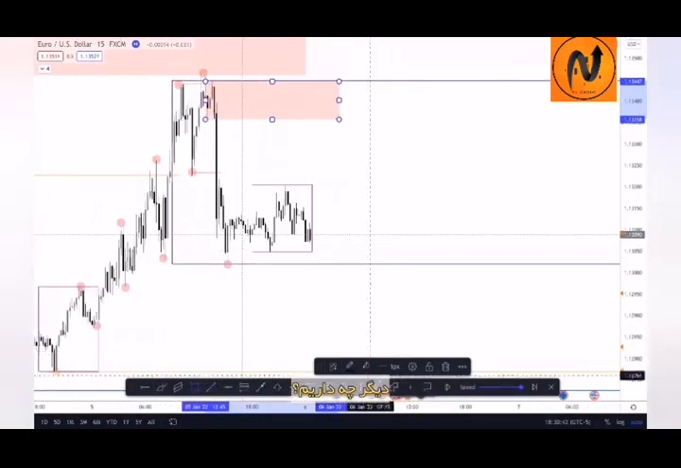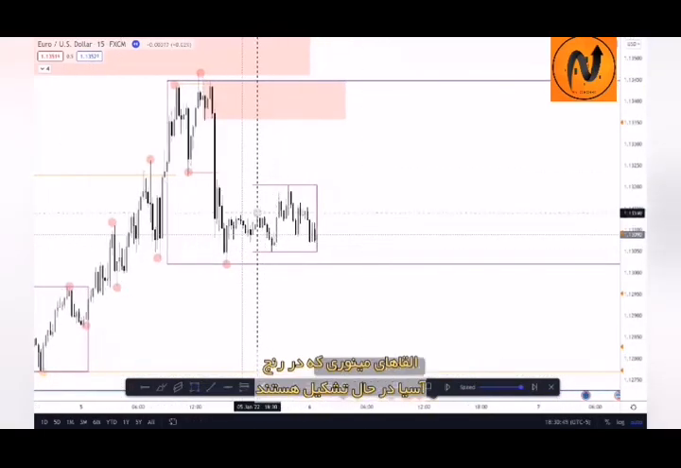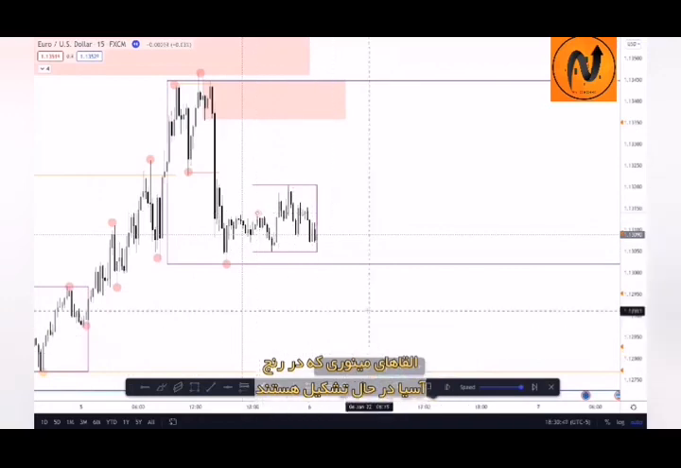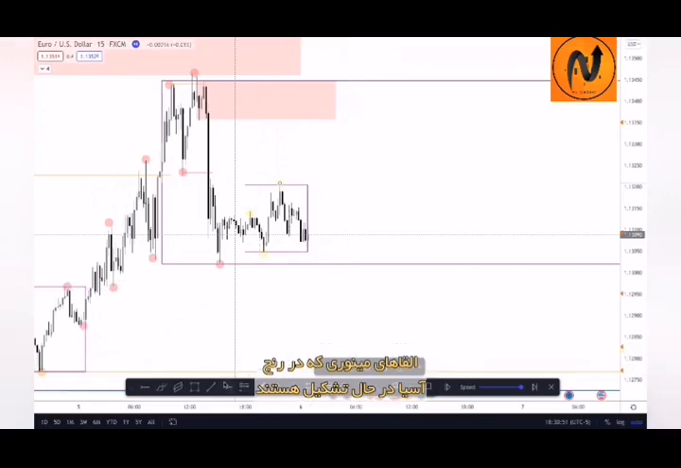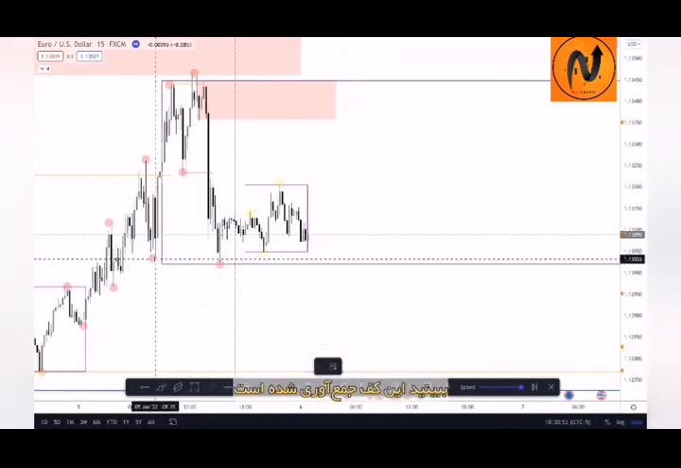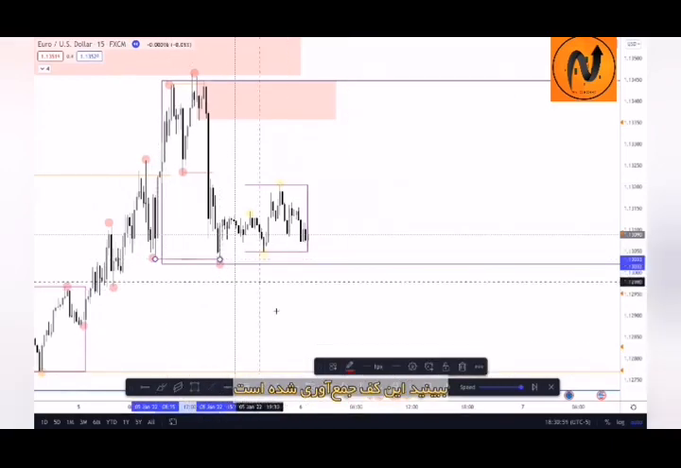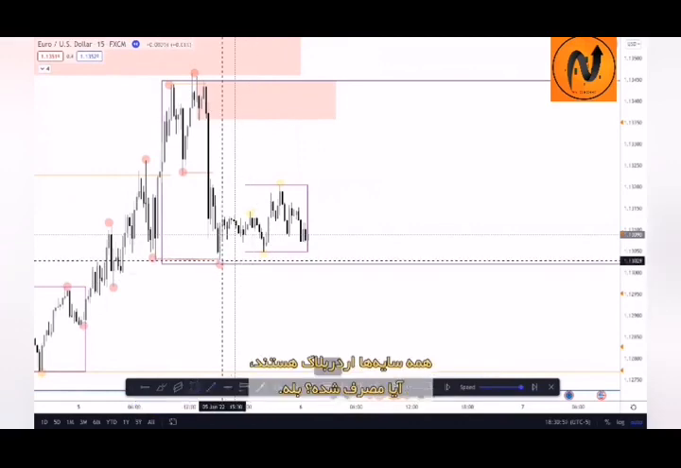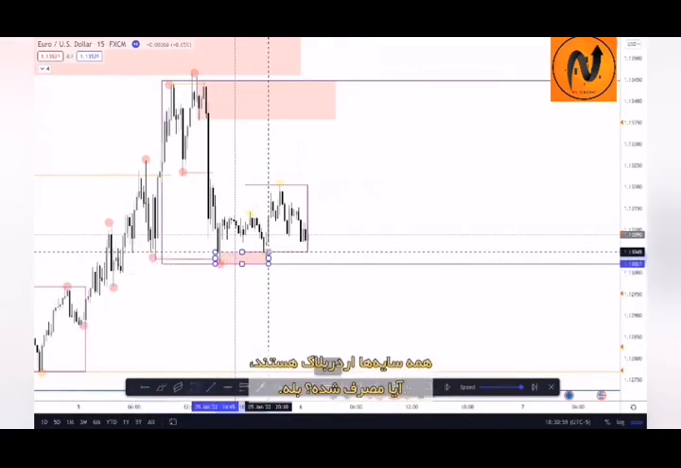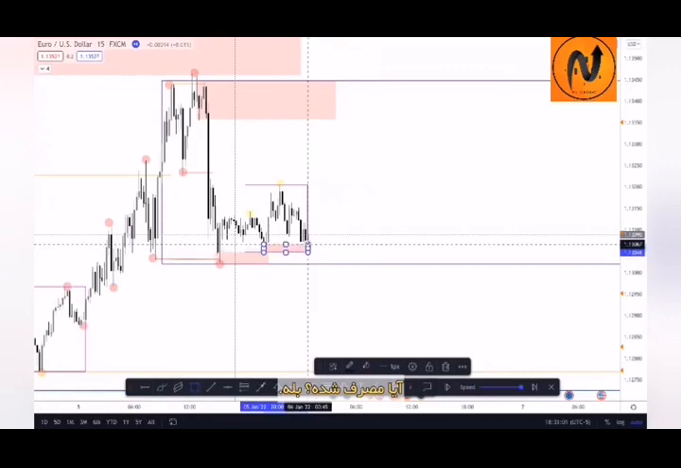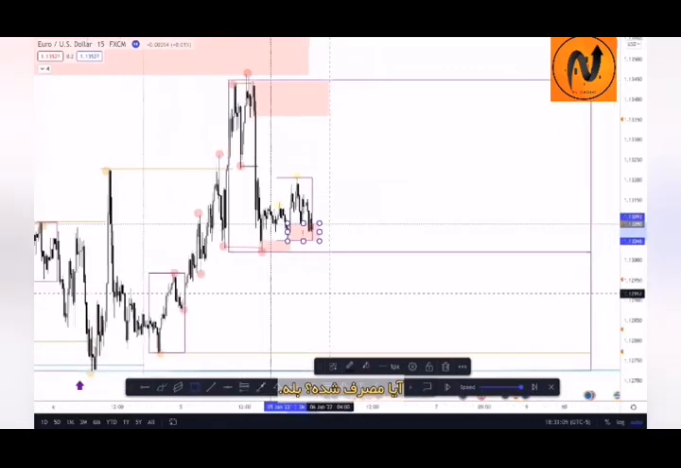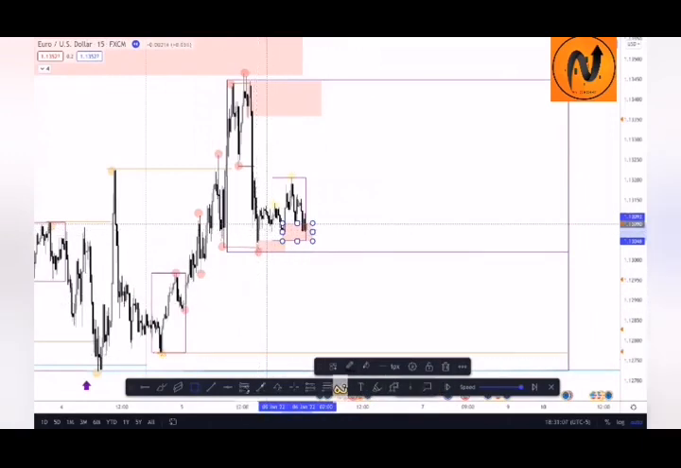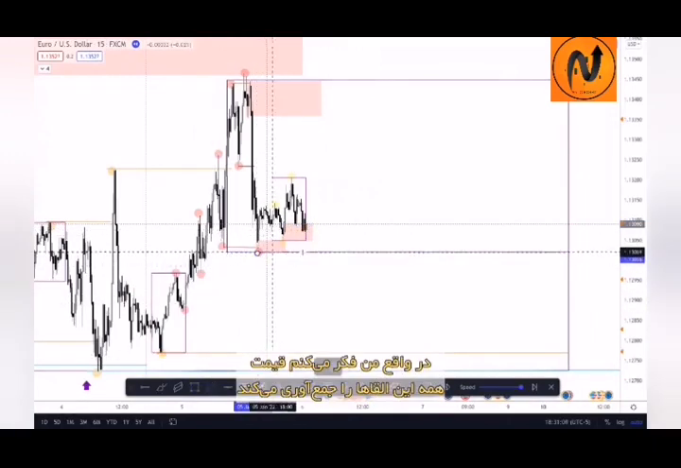What else do we have? I see little minor inducements building up within the Asian session, right? See that we have originally right here swept. All wicks are OBs. Did it mitigate? Yep. Mitigation. Do we mitigate? Yep. Mitigation. Doesn't mean I think it's gonna pop here. No. I actually think it's more likely to take all that out.